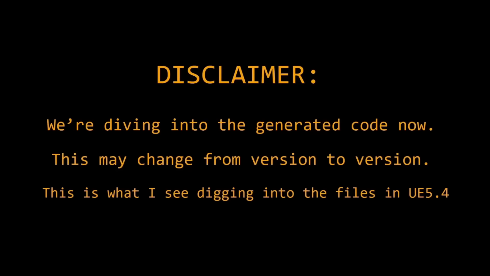I would not worry about memorizing this, but just seeing what it does at a high level seems useful. But this may change from version to version. Each engine version might update this, because this is not really code you're meant to be directly calling. It's just code to enable the features that you're used to when writing C++ and Unreal. This is just what I found from digging into the generated files in UE 5.4. It may be different in yours.